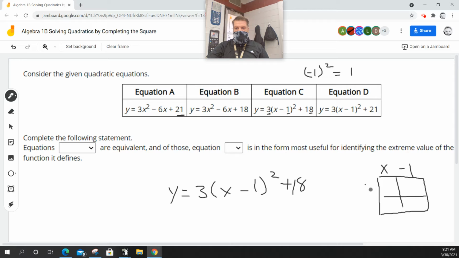So x minus 1 times x minus 1 is x squared. -1 times x is -1x. -1 times x is again -1x. And then -1 times -1 is a positive 1. If I add up the like terms, right, -1 plus -1, that's -2. In other words, y is equal to 3 times x squared minus 2x plus 1 plus 18.